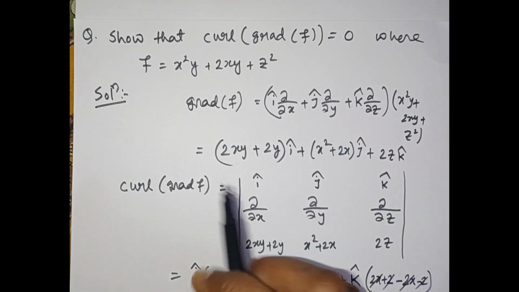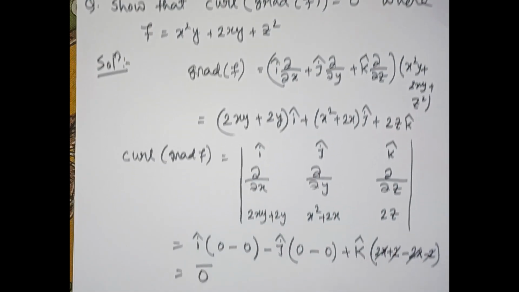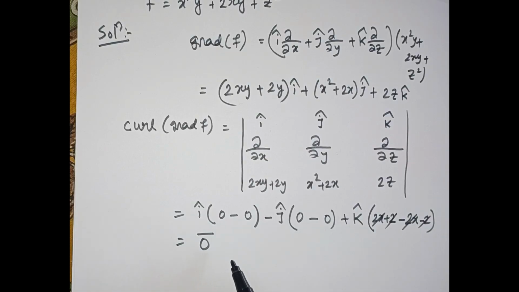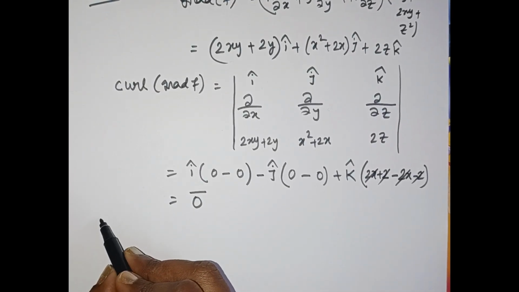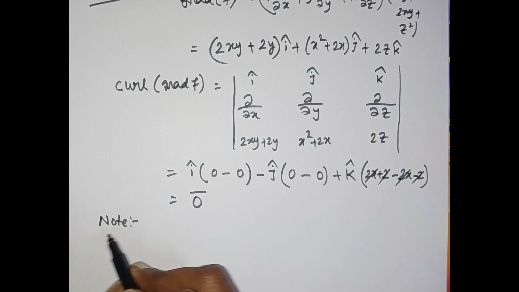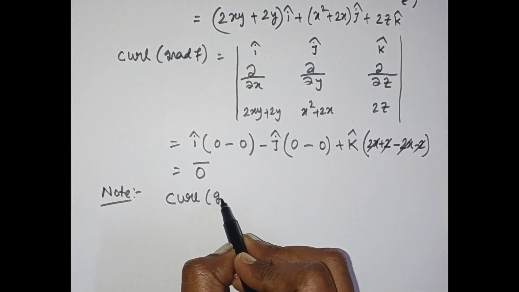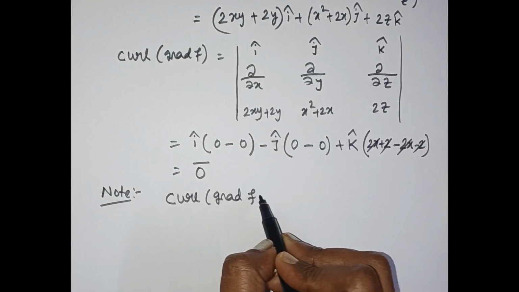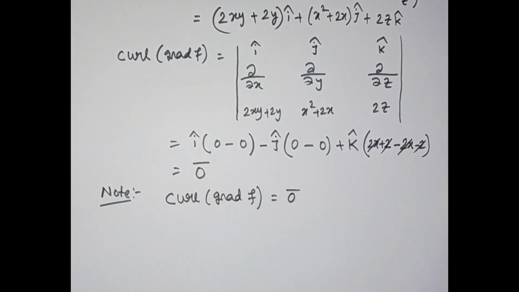So our question was, show that curl of grad f equals 0. So we have proved that this is equal to 0. Also you can note down this one: curl of grad of f for any function is always the 0 vector. This is a very important note. You can use this to solve MCQs.